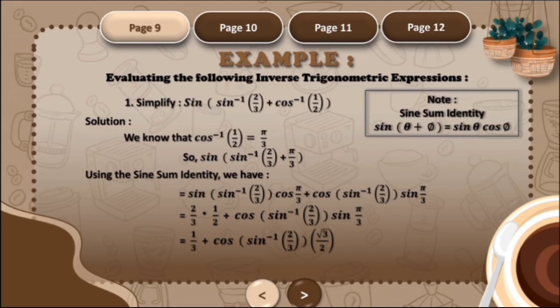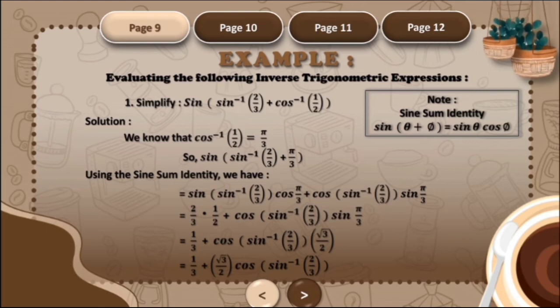Then copy again the remaining equation, cosine times the quantity of sine inverse of 2 over 3. Next, try finding the value of sine pi over 3, and that makes it square root of 3 over 2. Now we have 1 over 3 plus cosine times the quantity of sine inverse 2 over 3 and square root of 3 over 2. Now try moving the square root of 3 over 2 into the right side beside the 1 over 3, and we will have 1 over 3 plus the square root of 3 over 2 cosine times the quantity of sine inverse of 2 over 3.